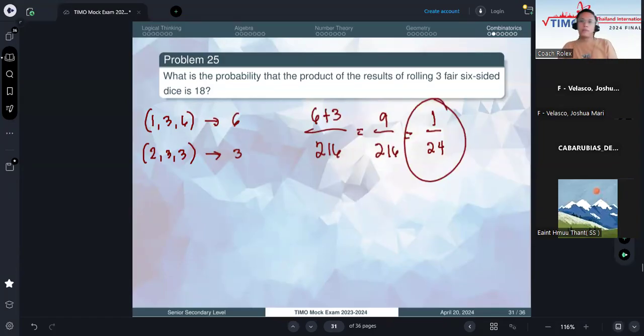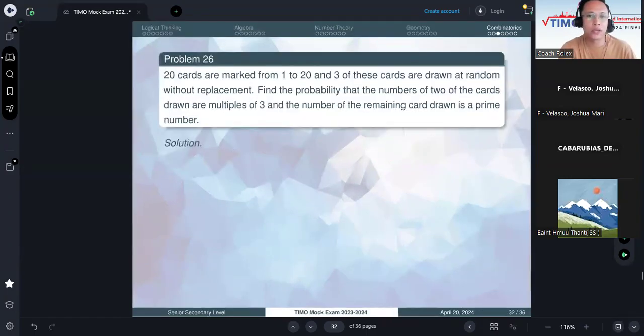See, the only triples that will result to 18 are 1, 3, 6 and 2, 3, 3. Okay? Number 26, 20 cards are marked from 1 to 20 and 3 cards are drawn at random without replacement. Find the probability that the number of 2 of the cards drawn are multiples of 3 and number of remaining card drawn is a prime number.